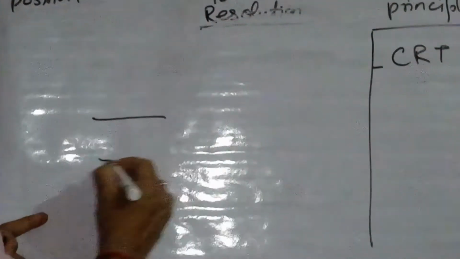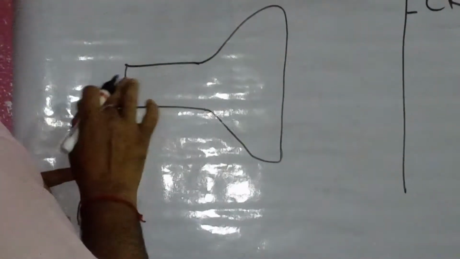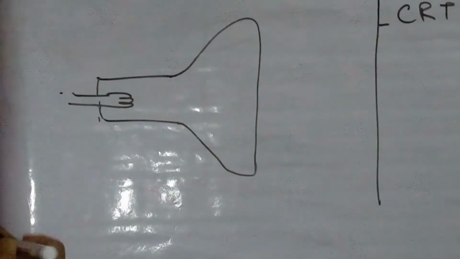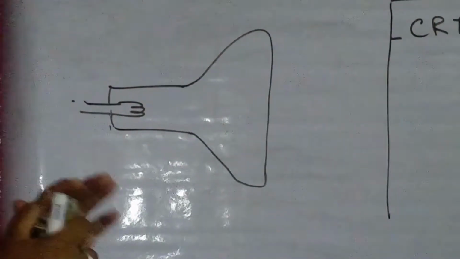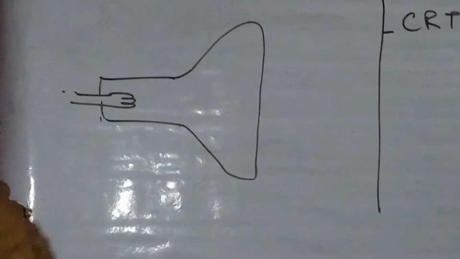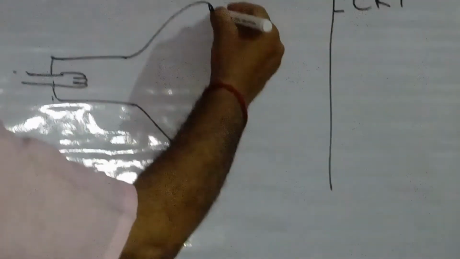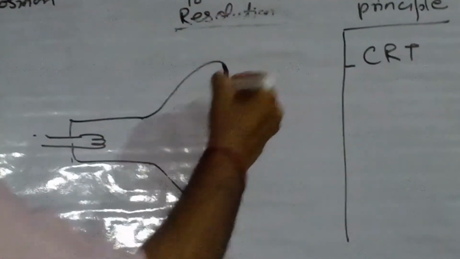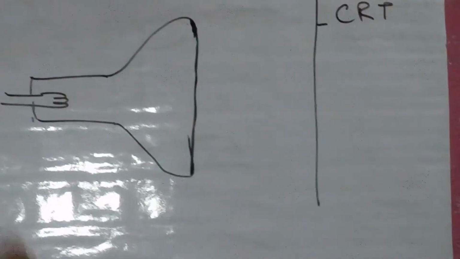Earlier monitors were like this. Earlier TVs that we used had a screen known as the picture tube, or cathode ray tube. Here a glass plate is coated with an element which reflects the image.